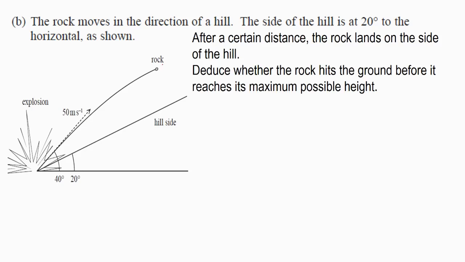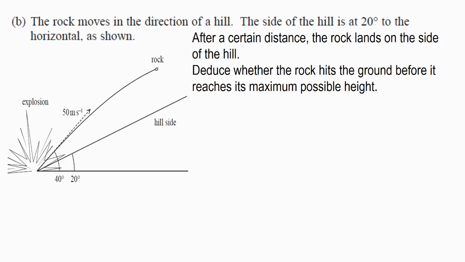How can we explain this phenomenon? First of all, we have to find the maximum height achieved by the rock, by considering the vertical motion of the rock itself. Then we have to find the height of the hill corresponding to that maximum height. How can we find the height of the hill?